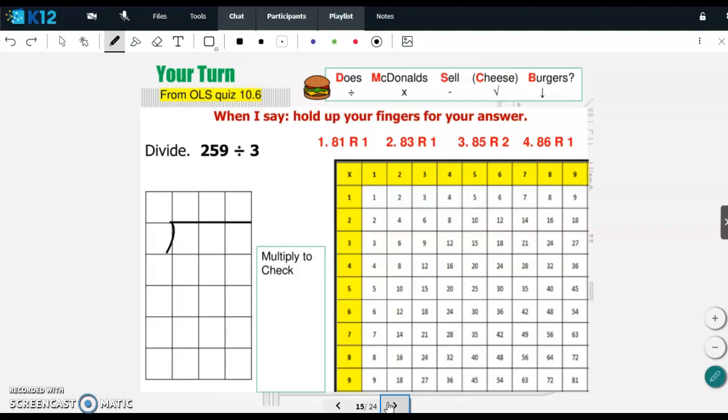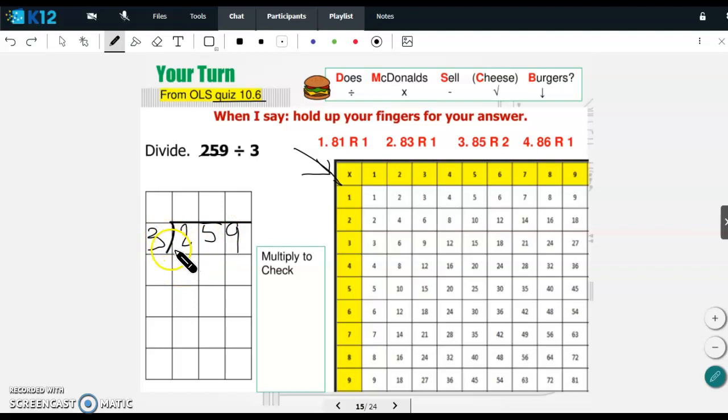Okay, here we have our next one. And this again is from quiz 10.6. So this is our number that's being divided. So we put it in here, 259. Like I said, if you want to pause it and do it on your own and then check it, please do so. Now, if you are stuck and you do not know your math facts, feel free to use a math chart when we're doing division. I still want you practicing your math facts every day because you need to know them. But for the sake of sanity, use the chart so you can get your division done, okay?